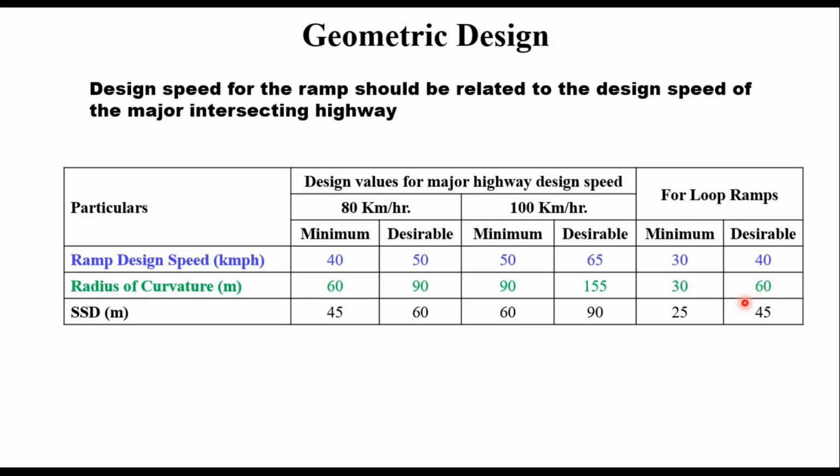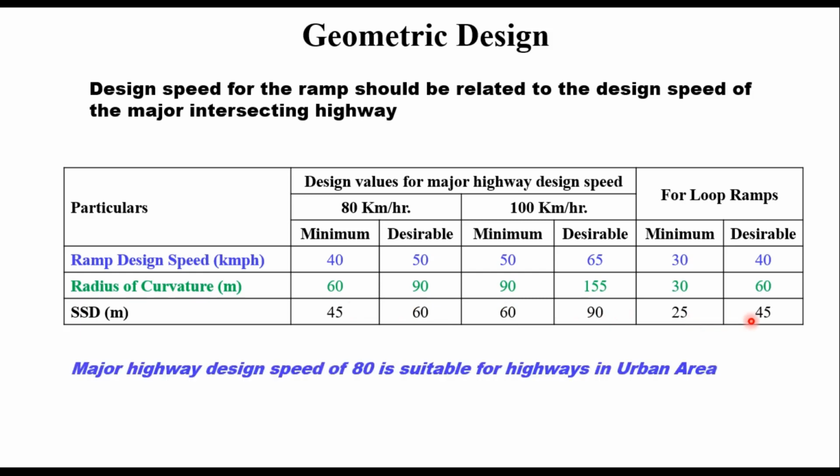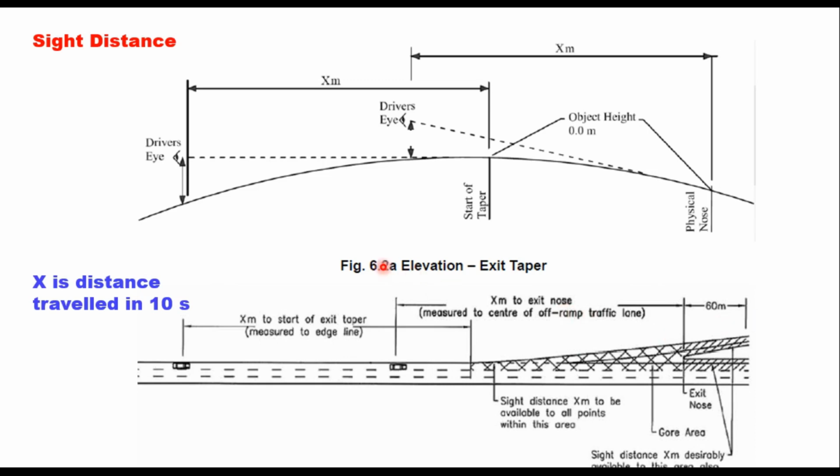The stopping sight distance, or sight distance values, are for a safe stopping distance and should be provided both in horizontal and vertical direction. And these are the values, minimum and desirable, for different design speeds, for ramps and for loops. The SSD is measured between two points, one at a height of 1.2 meter above the road level and the other 0.15 meter above the road level. But on vertical curves, the height of the object can be taken as 0, that is the road surface, and this distance x meter is measured as the distance traveled in 10 seconds.